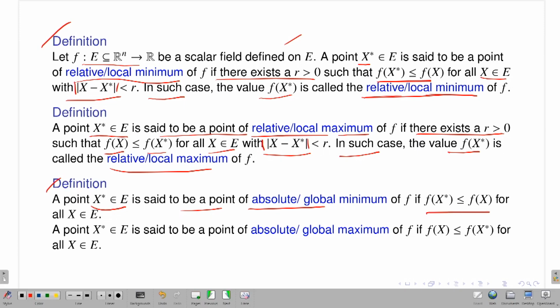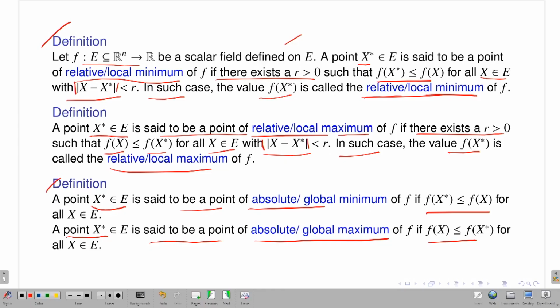That means I am talking about the minimum at the point x star, and similarly for absolute or global maximum, the value of f at any point x should be less than or equal to the value of f at x star. So, that is the maximum. The point x star is said to be a point of absolute or global maxima if this is true for all x in E.